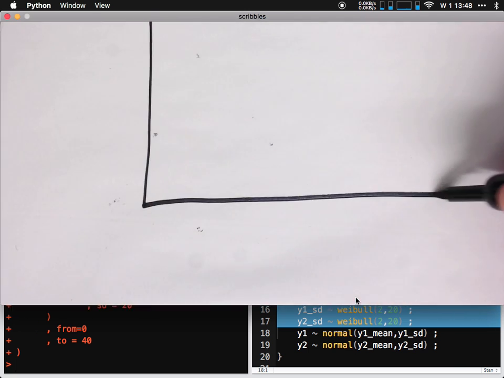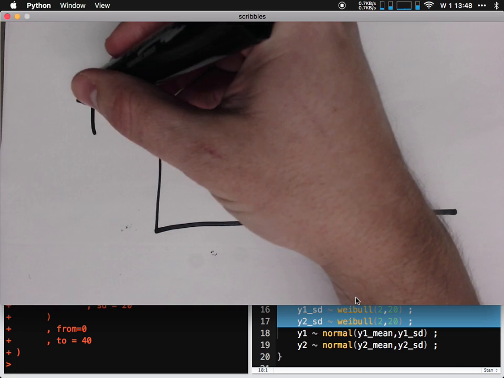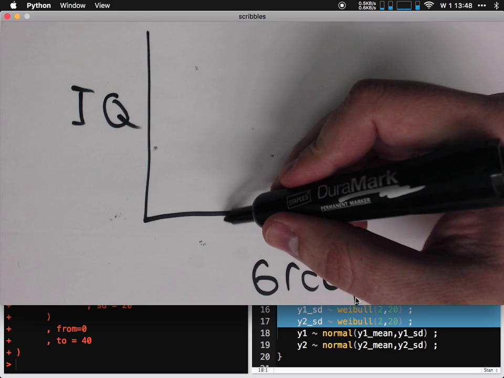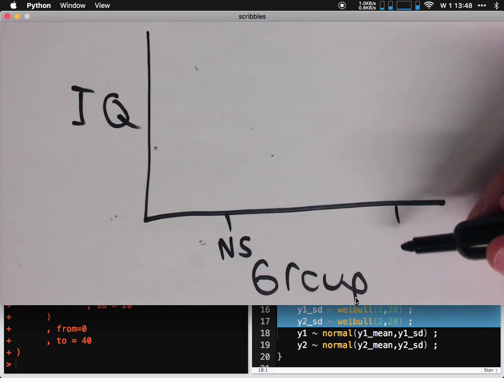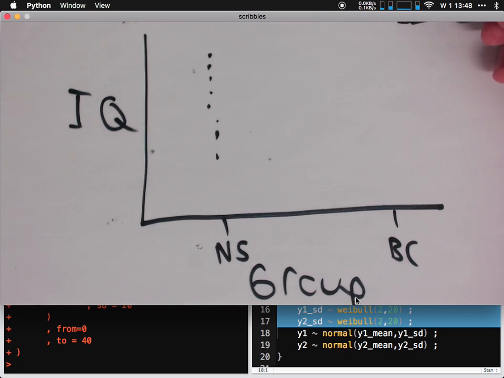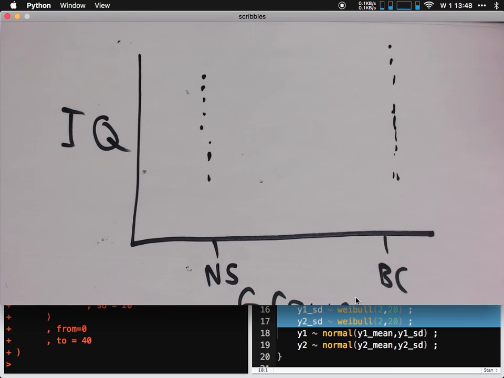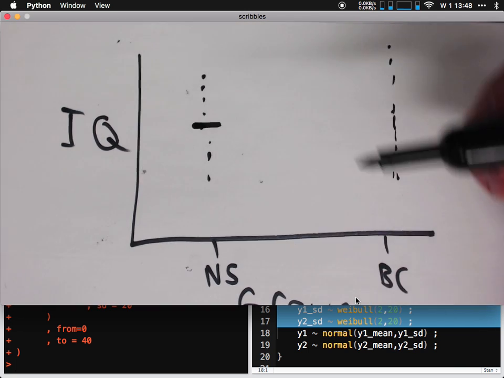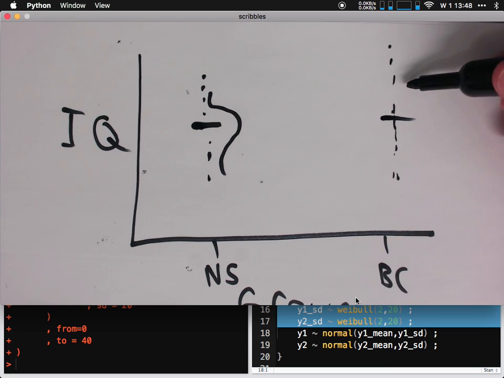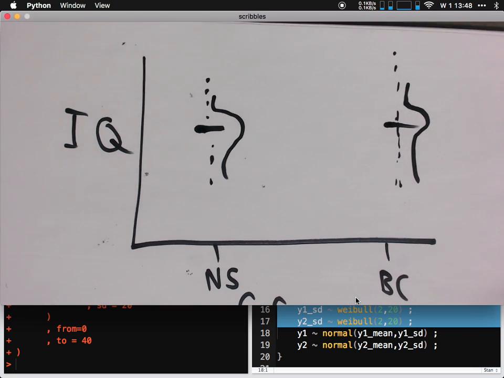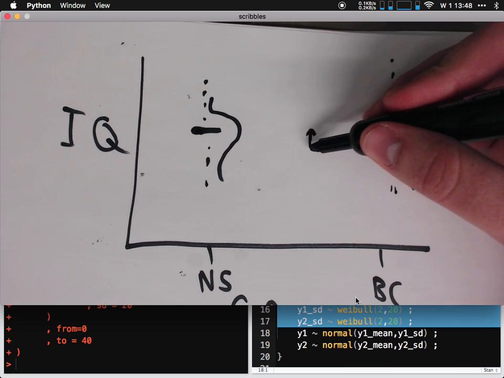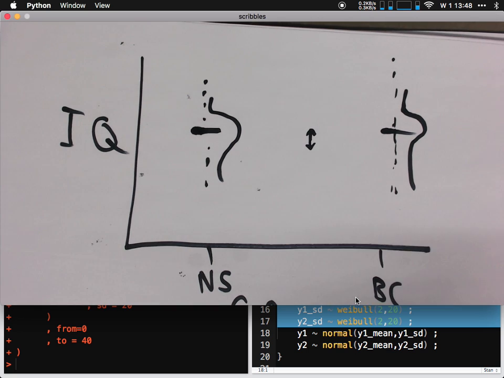If we imagine a plot like this, where we've got IQ on this axis and group on this axis, there's a whole bunch of dots for one group and a whole bunch of dots for another group. We've chosen to parameterize it such that for this group there's some mean and some variability, and for this group there's some mean and some variability. And then we had to go in afterwards and say, okay, is there a difference between those two means?